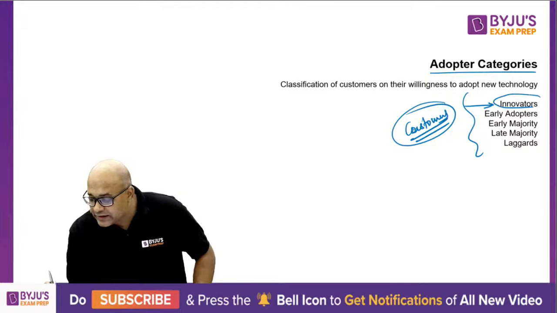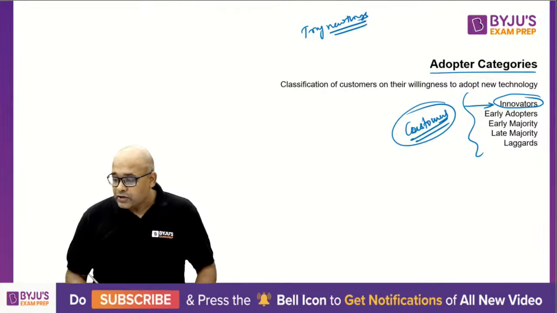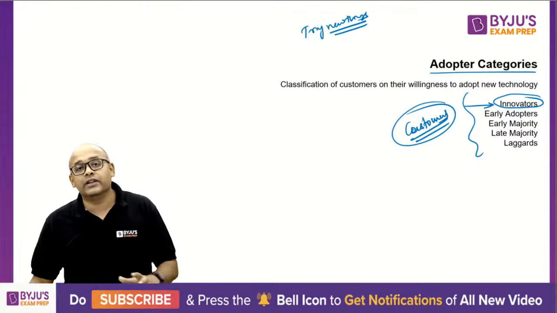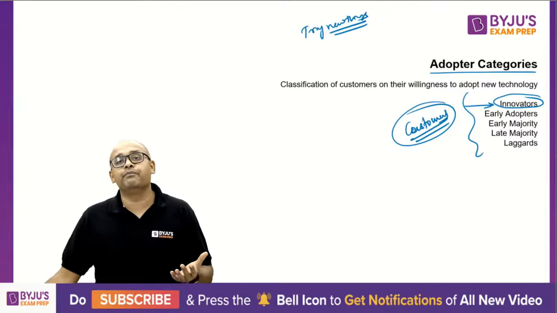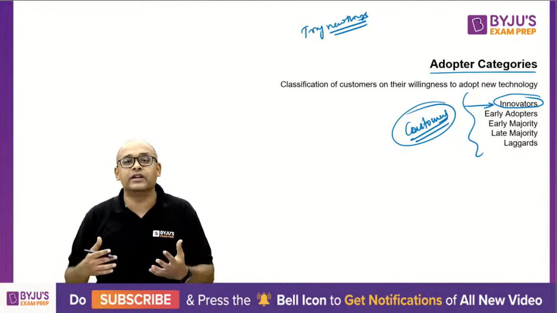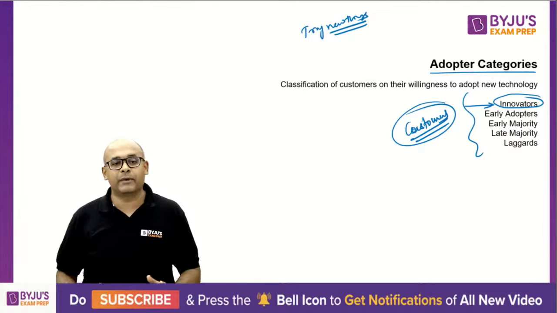So these innovators are the people who like to try new things. They basically are the earliest when something new comes in. They are the first people to jump in and say, okay, let me try it out. So those are the kind of people.